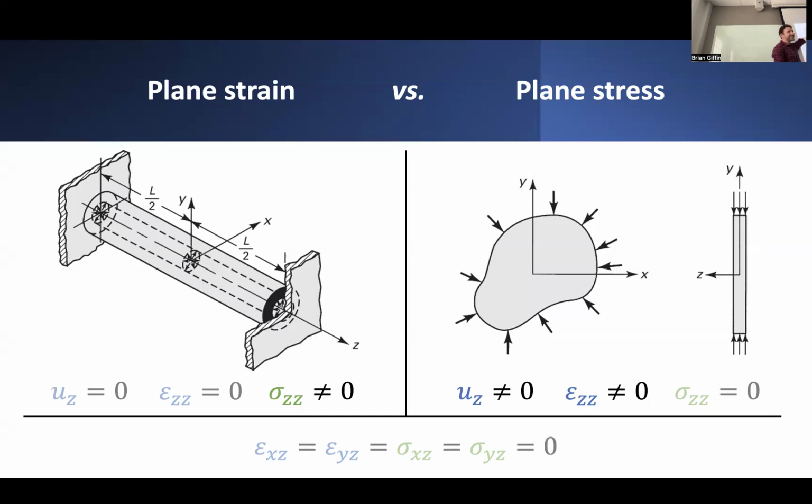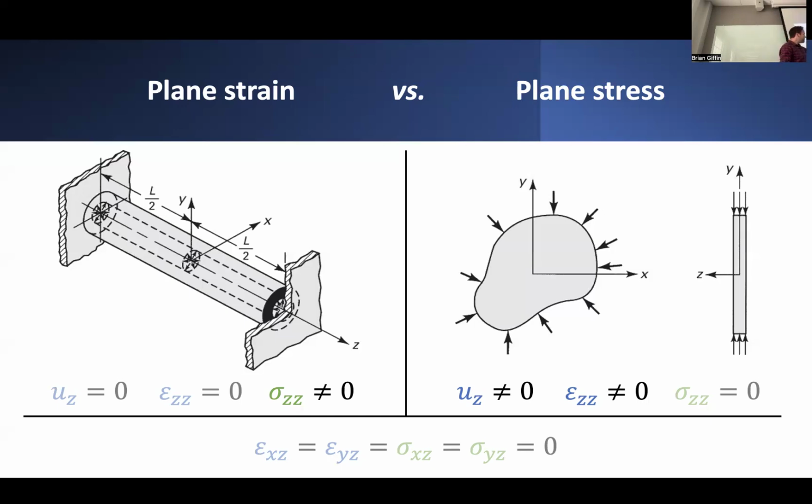Also, the strain in the Z direction, the longitudinal strain along the axis of this member, is going to be zero. Obviously this thing can't elongate or shrink. We're fixing it in that direction. So displacement all along the length is zero, and the strain is zero too; it doesn't elongate along the Z direction.